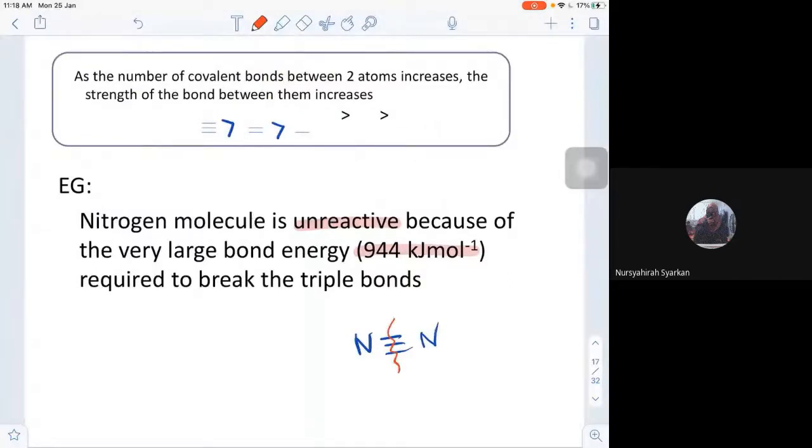Okay, if we break one mole, the energy is not just to break one bond in nitrogen. It is to break 6.02 × 10^23 bonds. Remember, this is for one mole. That is why the unit is kilojoule per mole. But basically, when we have a triple bond, it is stronger. That is why it becomes unreactive, and it requires more energy to break it.